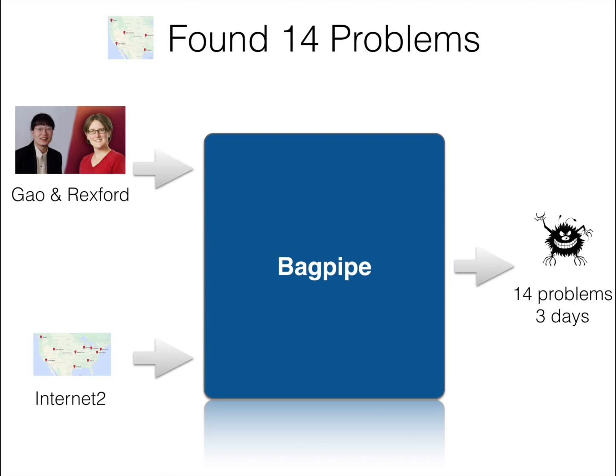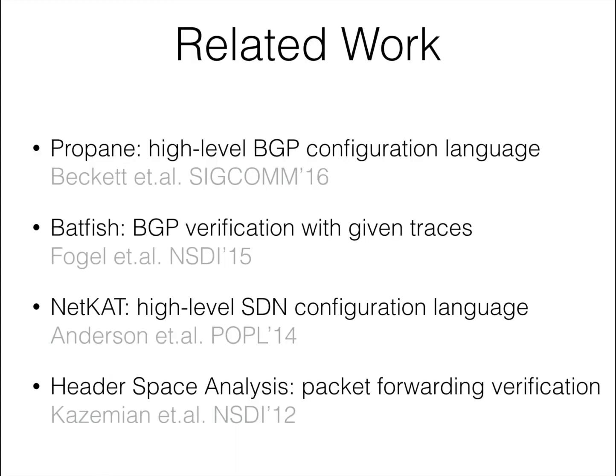Lastly, we checked the GAR-Expert specification. This specification roughly says that announcements that generate higher revenue should be preferred over announcements with less revenue. So it took Backpipe 3 days, and it found 14 problems in this specification. Okay, so much for my evaluation. Now let's talk about related work.